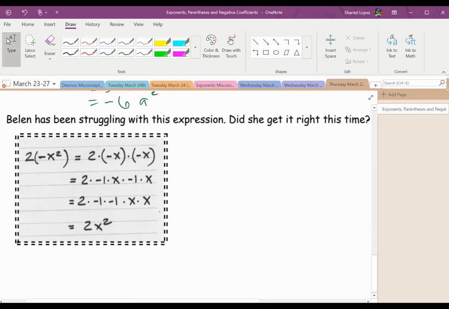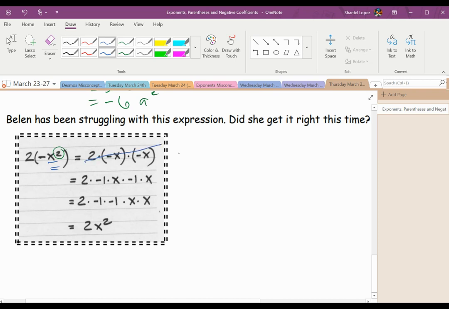let's move on to the last one. It says, Belen has been struggling with this expression. Did she get it right this time? Okay, so it's one of those things again where we need to be careful. Where does our exponent apply to? What does it apply to, you guys? The x only. So poor Belen, she actually got it wrong again.